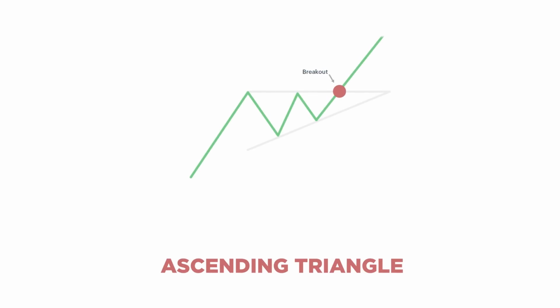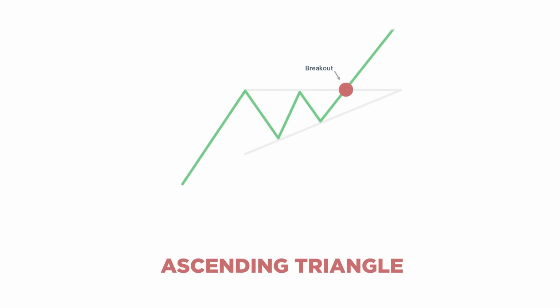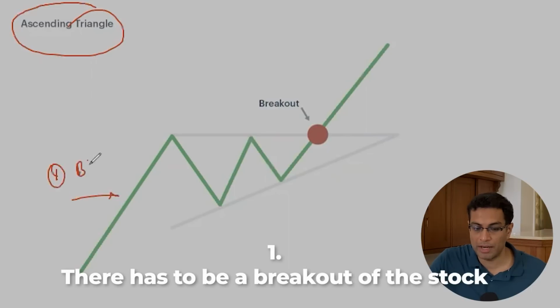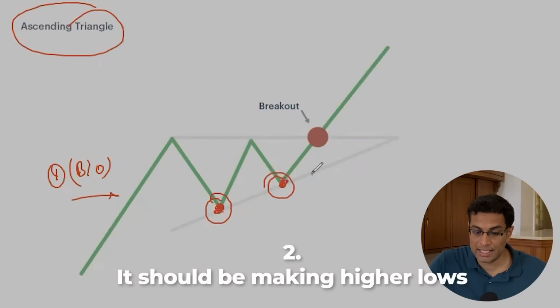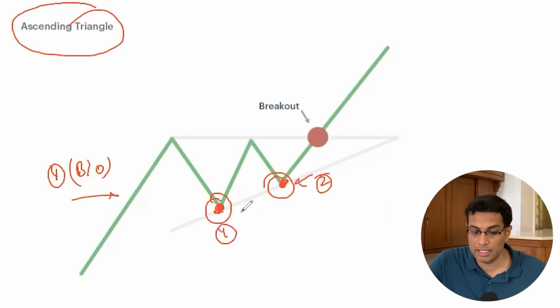Now comes the third pattern, which is called the ascending triangle pattern. And this is what an ascending triangle looks like. Number 1, there has to be a breakout of the stock. Second key point, it should be making higher lows. For example, this point 2 is higher than this point 1, right? So therefore, this is making a higher low.